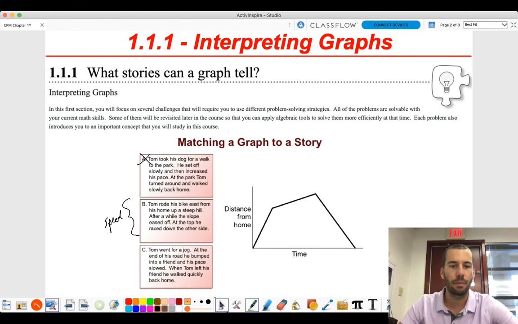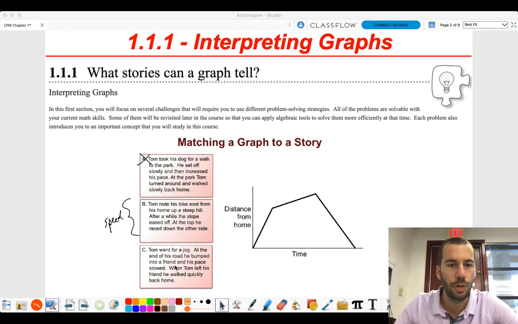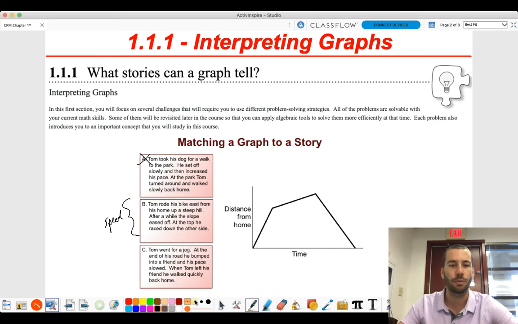Okay. Now, the next thing, C, he went for a jog, right? And at the top of the road, he bumped into a friend and his pace slowed. All right. So it looks like he's jogging, going at a certain speed, getting far away from his house. And then here his pace slowed, right? He's getting further away, but he's doing it at a slower rate. Okay. When Tom left, his friend walked quickly back to his home. Okay, there we go. So it looks like we're going back to the house. The distance from home is getting smaller. I feel pretty confident saying that this one has got to be C.